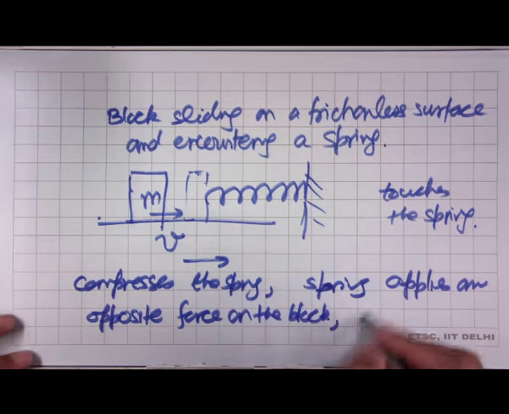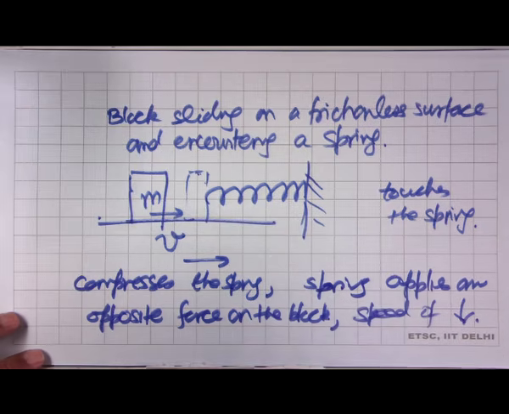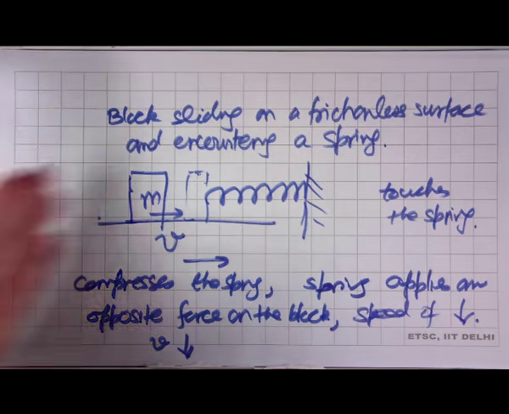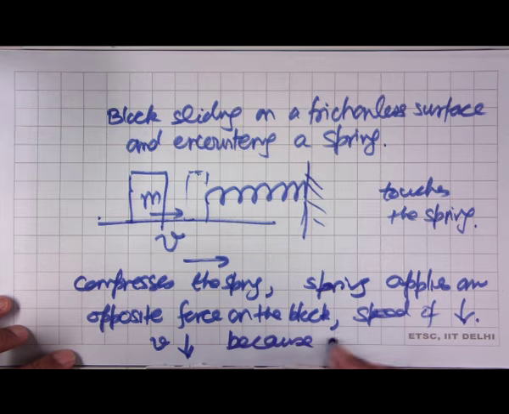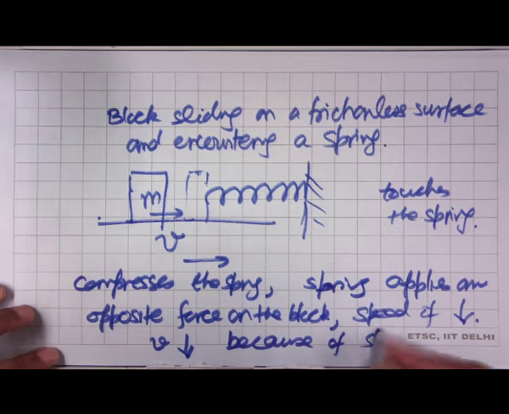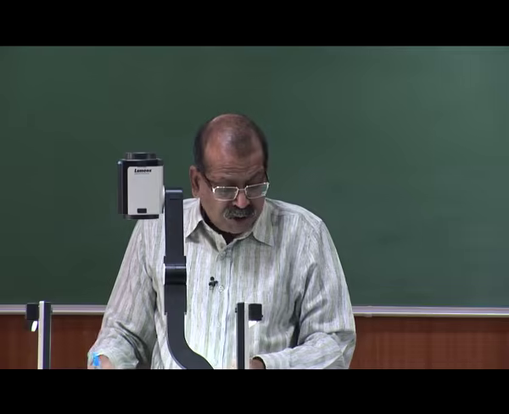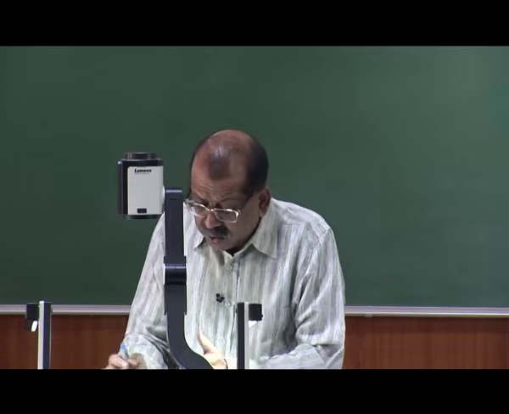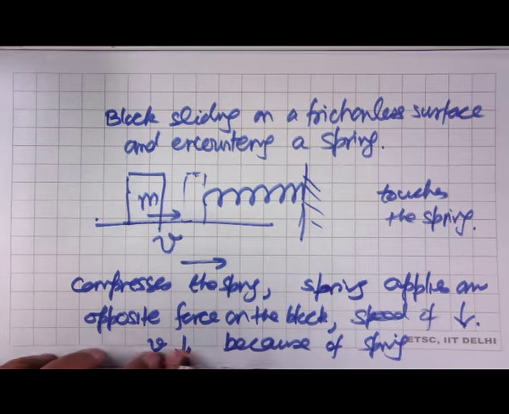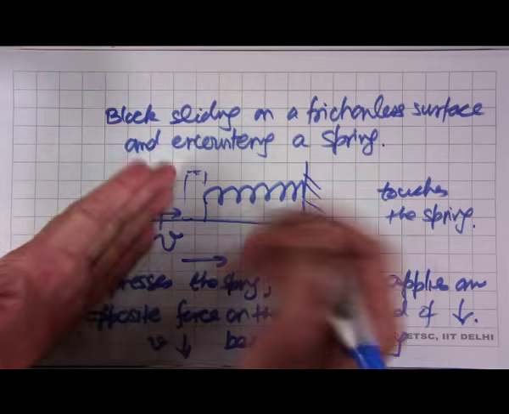So, the speed of the block comes down, V reduces because of the spring force. Once the block touches the spring, the spring applies a force, and we know the spring force is given by k times x. Because the velocity of the block decreases, it touches the spring and keeps on getting compressed.